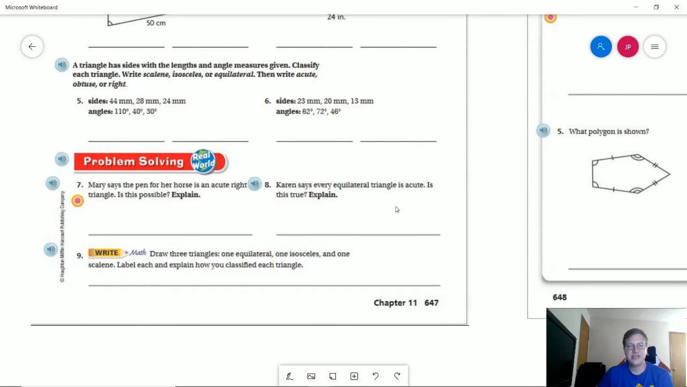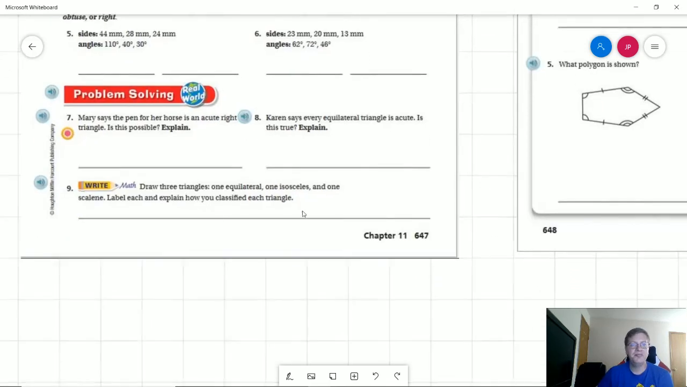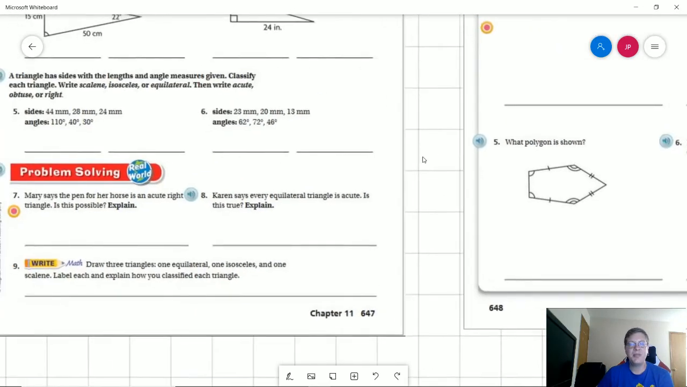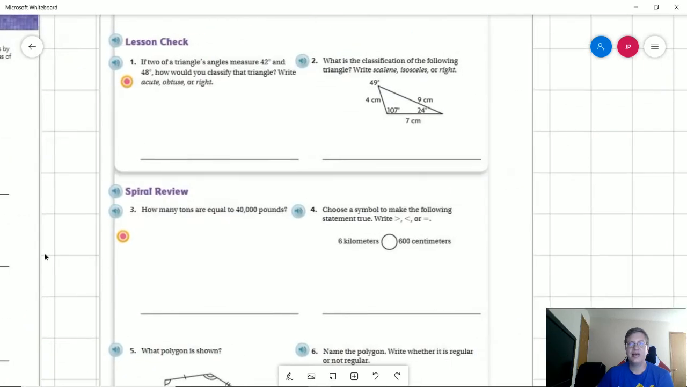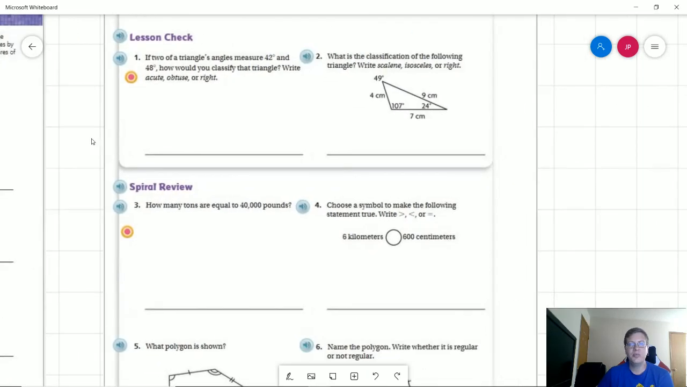Number 8, so think about this one. Karen says every equilateral triangle is acute. Is this going to be true? So you could try different things to see what you come up with. I'm not going to add number 9. I will cover it in the review portion.